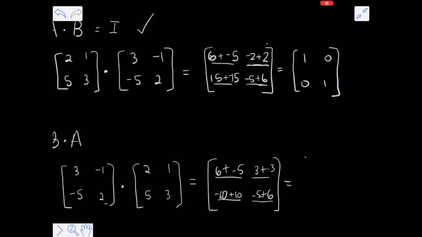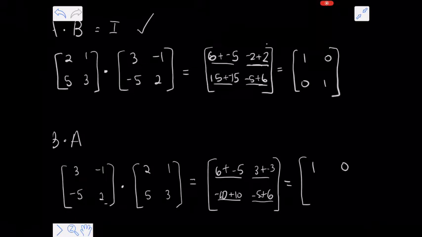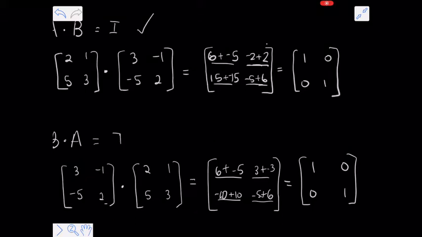So simplifying there, we get 1, 0, 0, 1. So we also showed that B times A was equal to the identity. So what that means is A and B are inverses of each other.